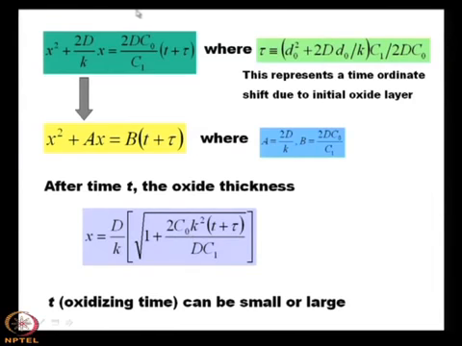This is the solution of the equation, where t is the oxidizing time, that can be small or large, because it is very important that when t is small one thing will happen, and when t is large the other thing will happen. So, throughout the time axis you can consider that the oxide layer growth will not be uniform. For small t we shall see that it varies linearly with time, and for large t we shall find that it will be parabolic. So, the rate constant will be different, and we shall analyze that.